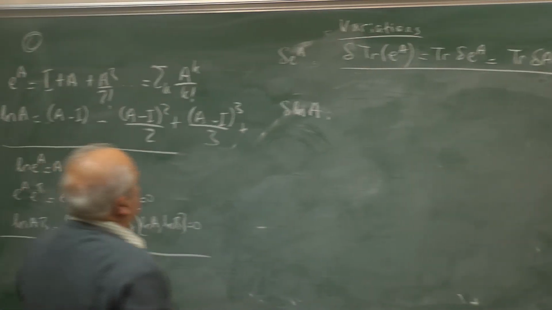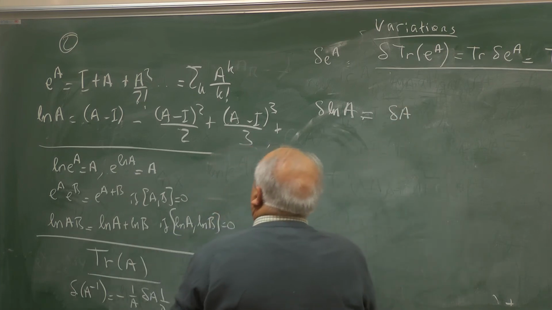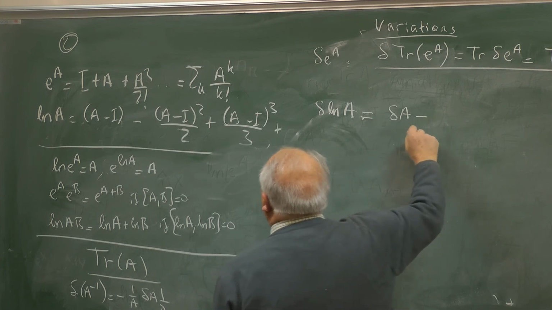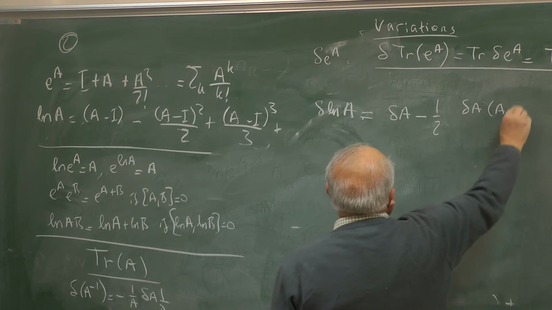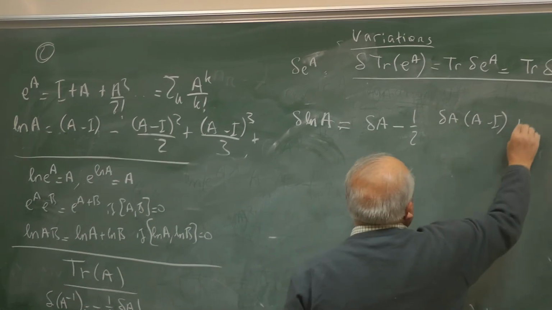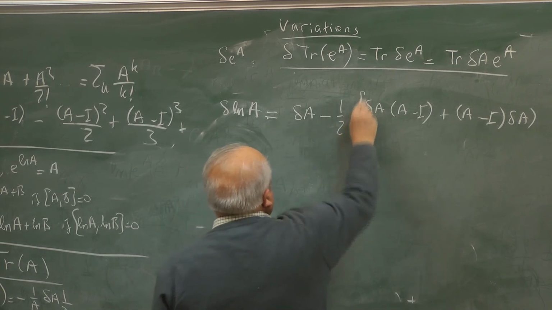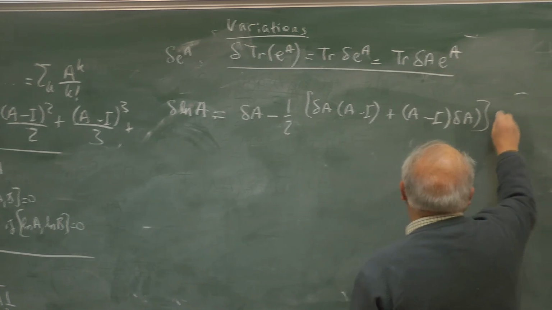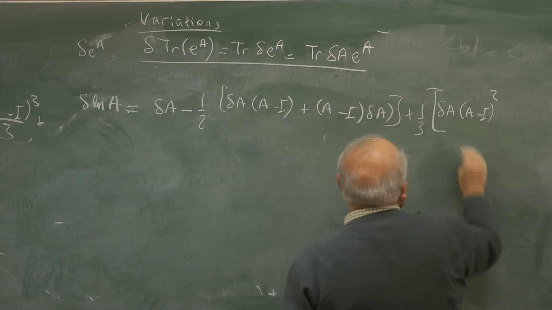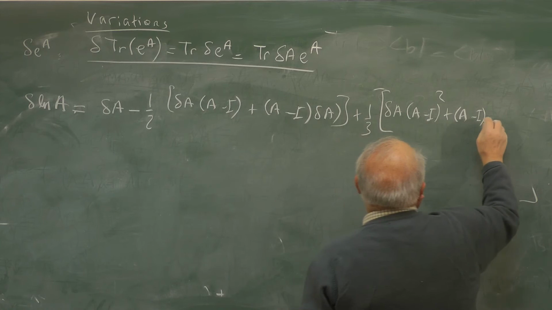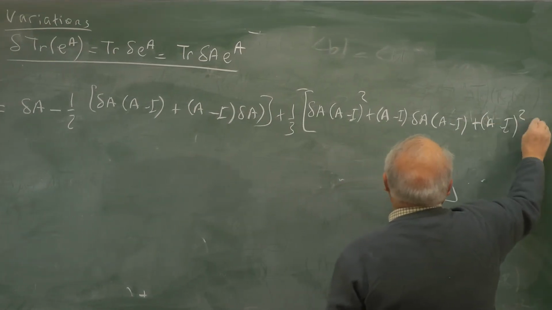Well, log A is here. That's equal to, here I get the delta A. Then I have 1 over 2 delta A minus I, and from the second one, A minus I delta A. Now the other term, plus 1 over 3 delta A minus I square plus A minus I delta A minus I plus A minus I square delta A.